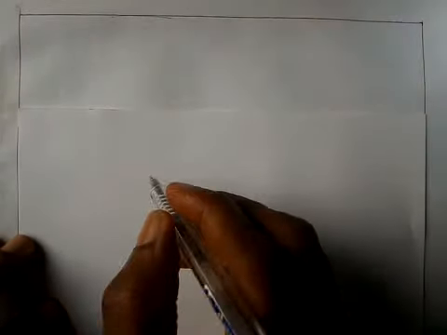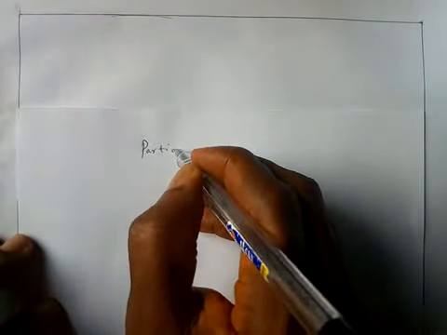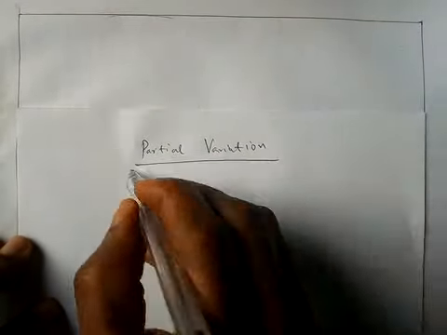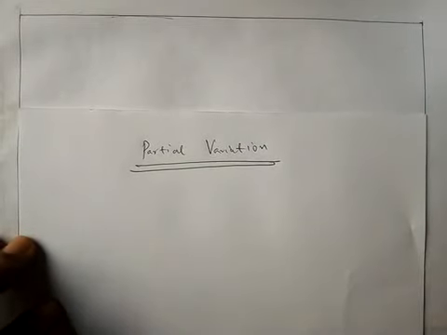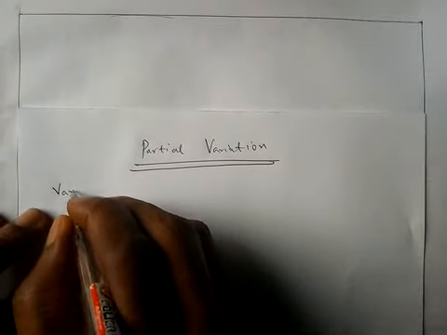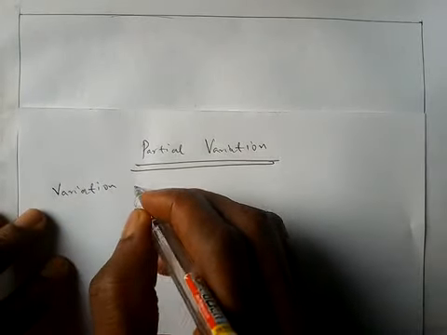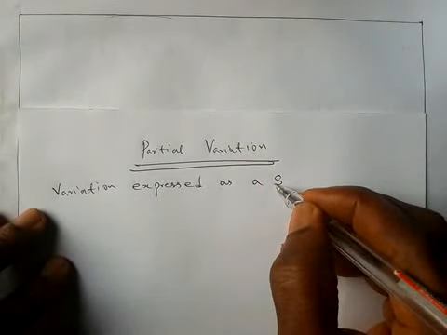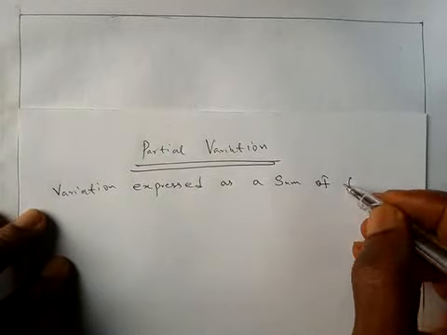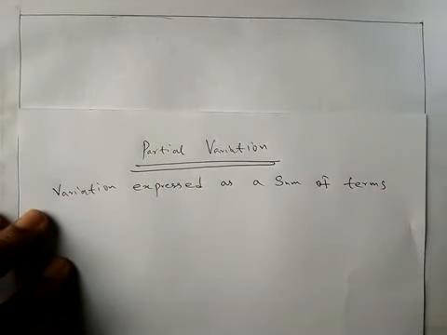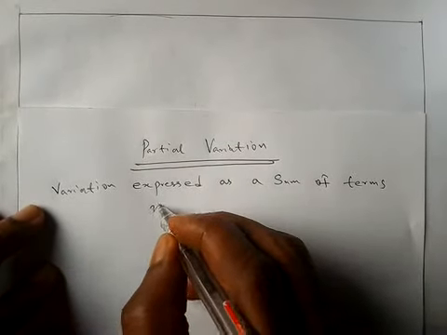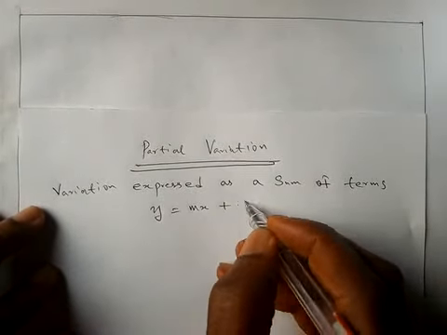Okay, now for partial variation, which is the fourth kind of variation. Partial variation is variation expressed as a sum of terms. Now, for you to easily remember partial variation, just remember the equation of a straight line: y is equal to mx plus c.